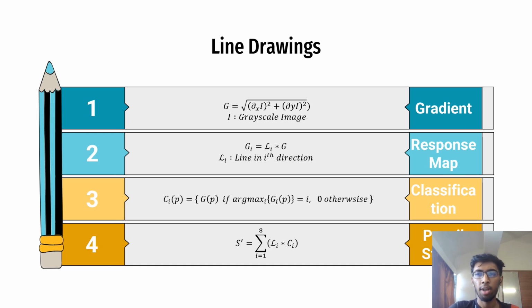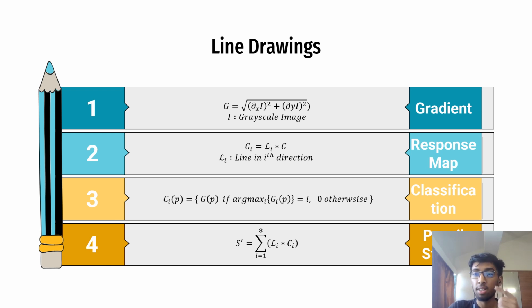After we have classified our gradient image into 8 different directions, the next thing we perform is generating the pencil stroke. That is found by the summation of C_i convolved with L_i. The star symbol indicates the convolution. So C_i is the classification in the ith direction and L_i is the line in the ith direction, and we sum up the result to get our S prime.